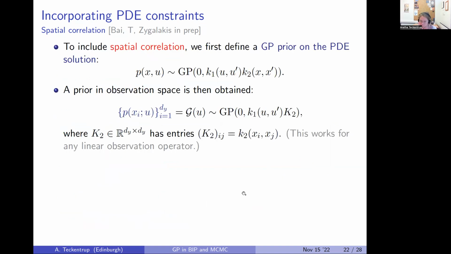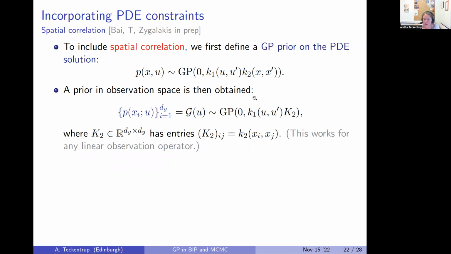So how do we do that? To get this spatial correlation included and to define correlation between the different entries of G, we go back to the PDE level. We first define a Gaussian process on the entire PDE solution P. So we're now looking at P as a function of X and U, and we put a Gaussian process prior on it with mean 0 and a separable covariance kernel. So we have a K1 at U and U prime, and then K2 at X and X prime.